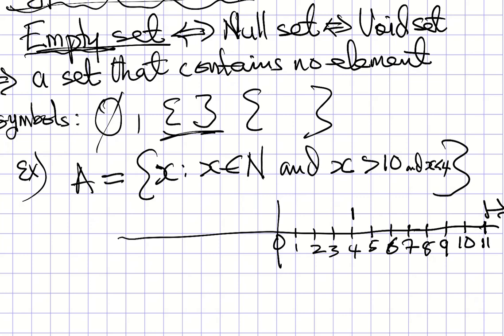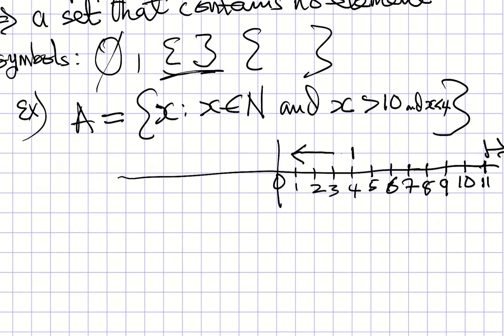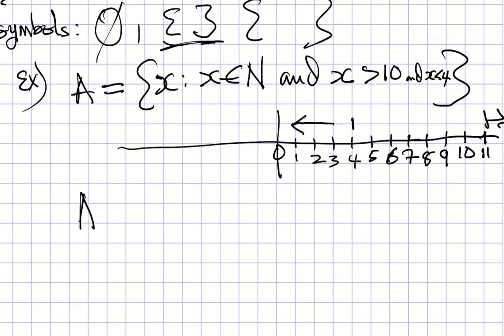It starts at there, but it's actually starts at 3 and go that way, which is impossible. X cannot be less than 4 and greater than 10. That's impossible. So that means this set is an empty set. You write it like that. It's an empty set. Okay.